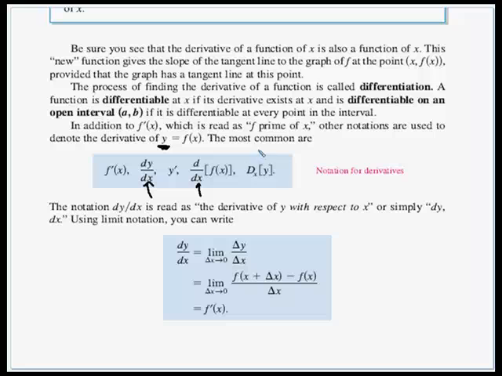This one I've hardly ever seen used at all, so let's not even worry about that one. These are the biggies: f prime of x, or y prime, or dy dx. This one we won't even use too much in this class.